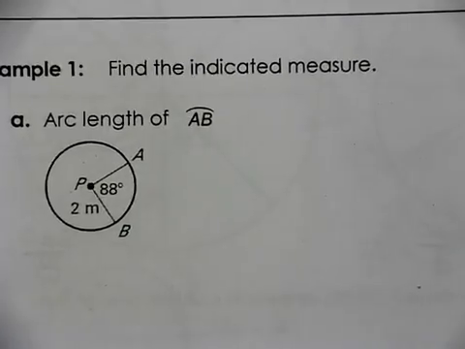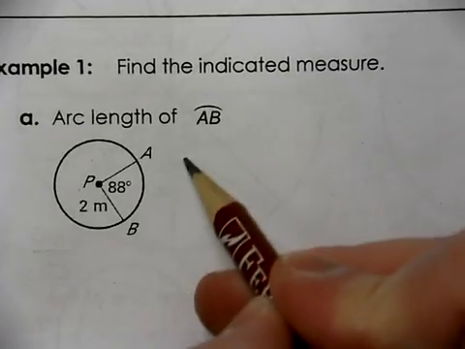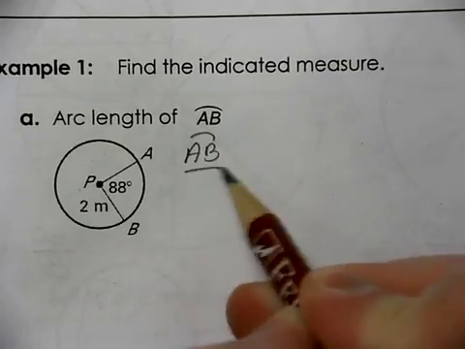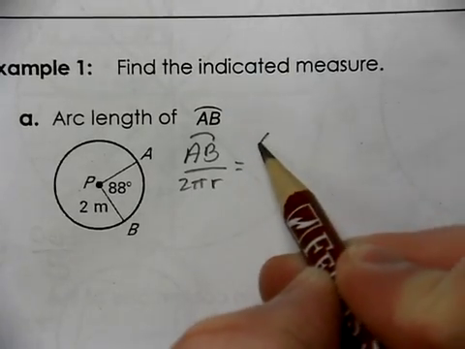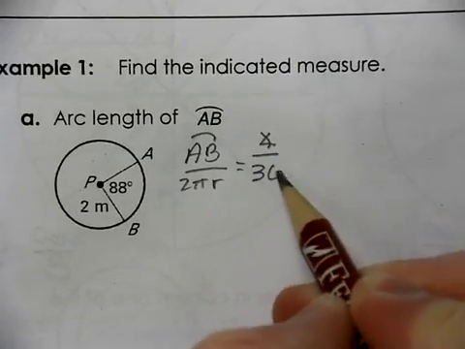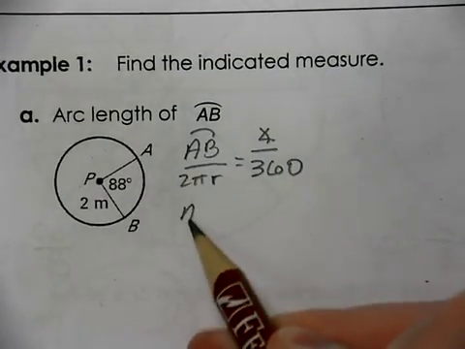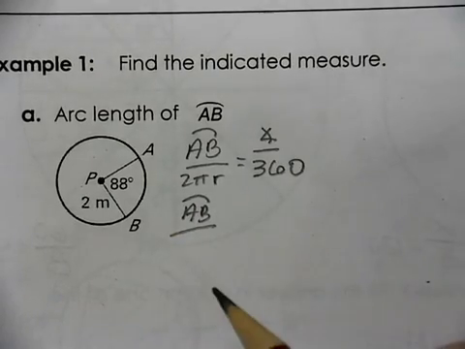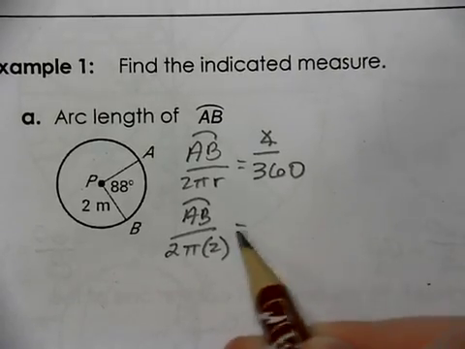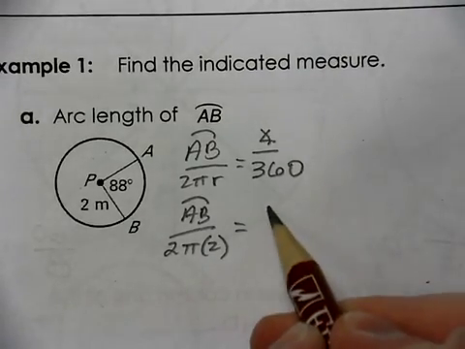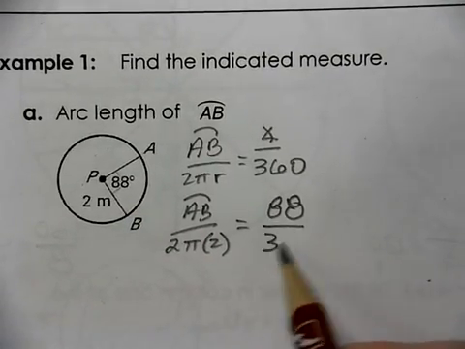Then you have another version here, all in words. So we're going to try to calculate the arc length of AB. So we have AB over 2 pi r, and that is supposed to equal the angle over 360. So we don't know, that's what we're looking for. The arc length of AB over 2 pi times 2. The angle is 88, the central angle, as always over 360.